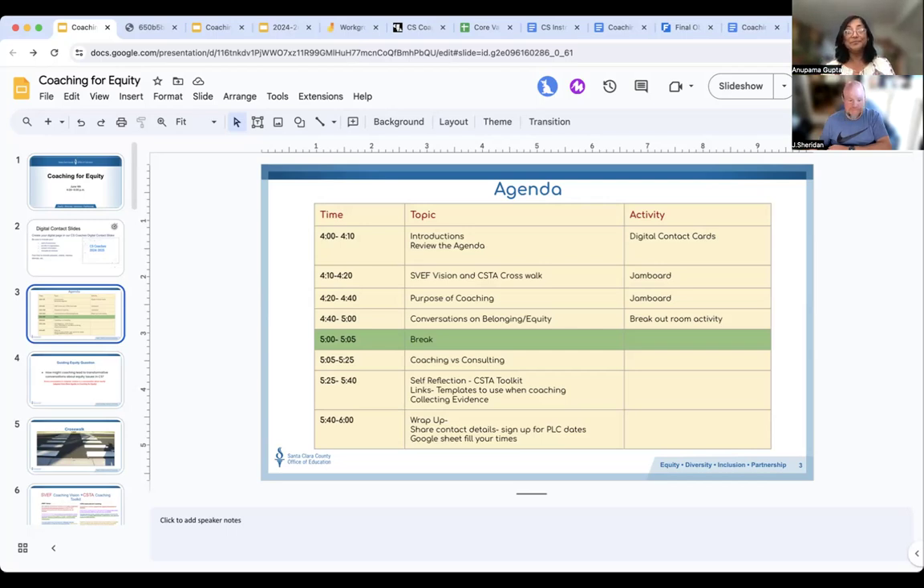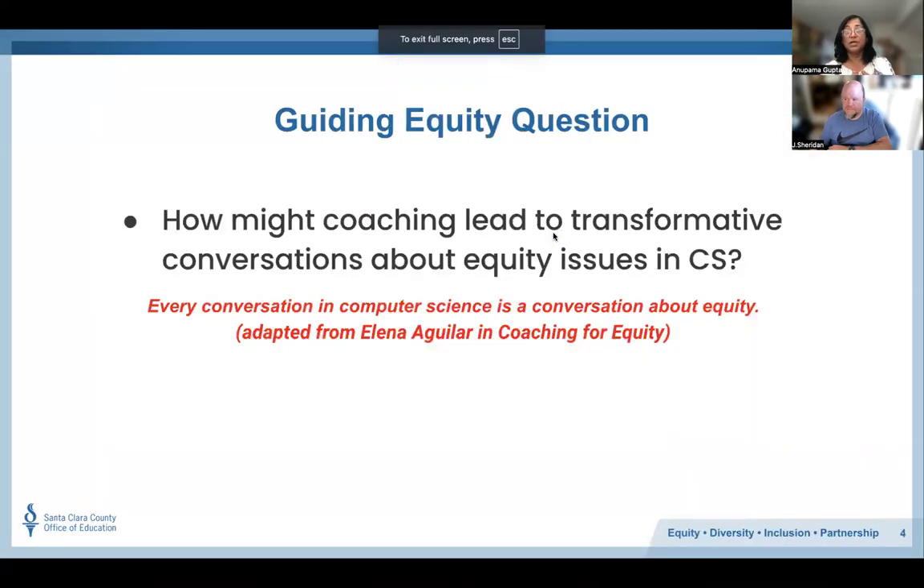Okay, so did that move on to here? This is our guiding question on equity: how might coaching lead to transformative conversations about equity issues in CS?